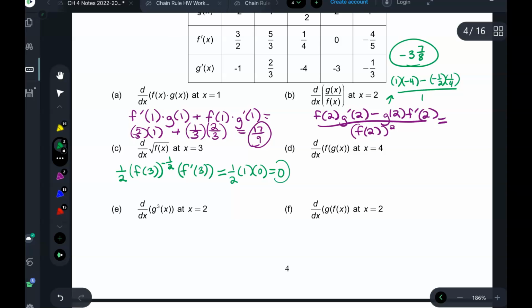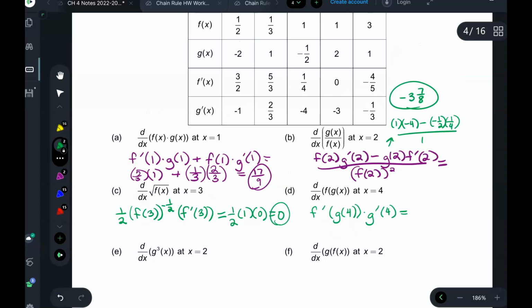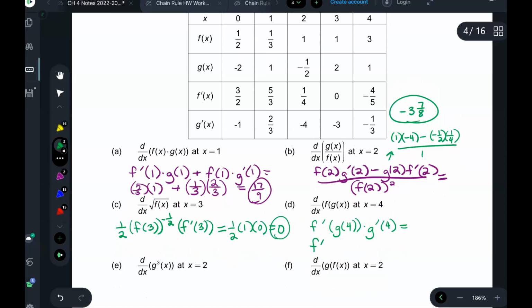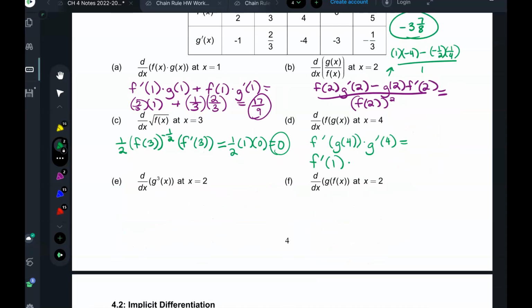Okay. This is chain rule. So it's going to be f prime of g of 4 times g prime of 4. Derivative of the outside, keep the inside the same, times the derivative of the inside. This time I'm not putting x, I'm going to put in 4. So f prime, what is g of 4? 1. What's g prime of 4? Negative 1/3.